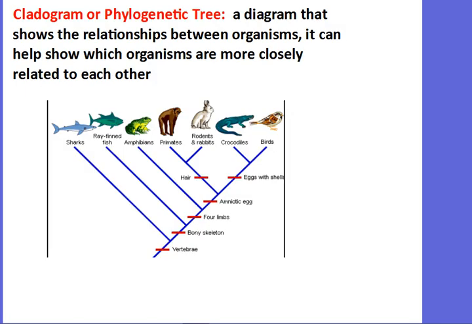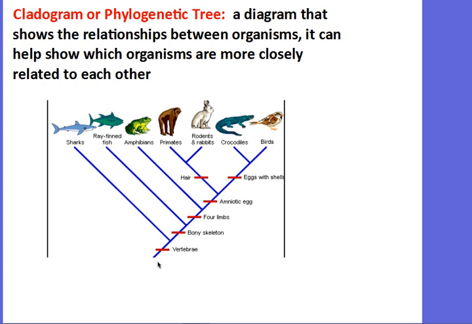A cladogram, or phylogenetic tree, is a tool or diagram that shows the relationships between organisms, and it helps show which organisms are more closely related to each other. So when you look at a cladogram, the closer together these branches are, the more closely related the organisms are. The farther apart they are, the less related they are.